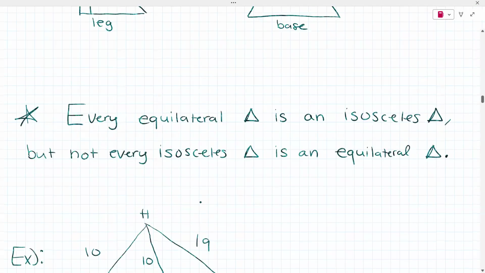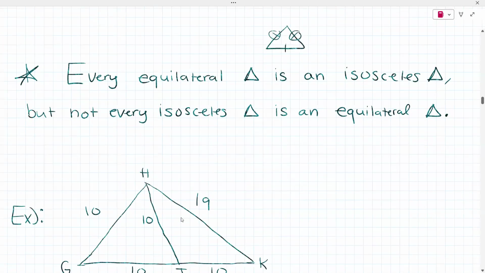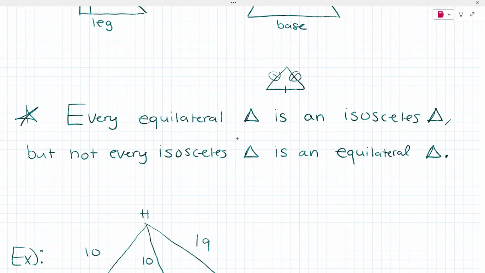And a very important note: every equilateral triangle is an isosceles triangle. So what is an equilateral? All sides are the same, right? You have an isosceles, yes, because in isosceles, at least two sides must be congruent. But not every isosceles triangle is equilateral. So yeah, every equilateral triangle is an isosceles, but not every isosceles triangle is equilateral.